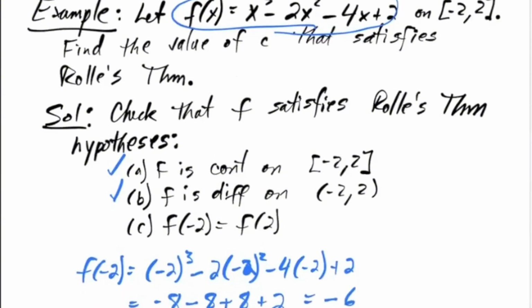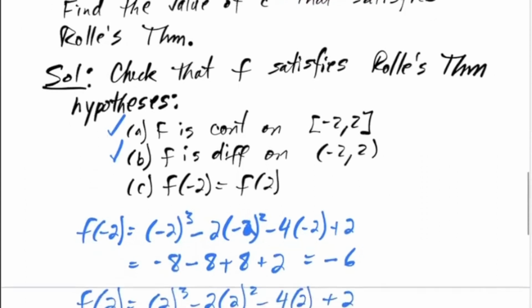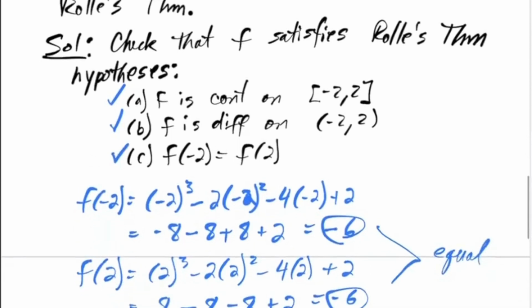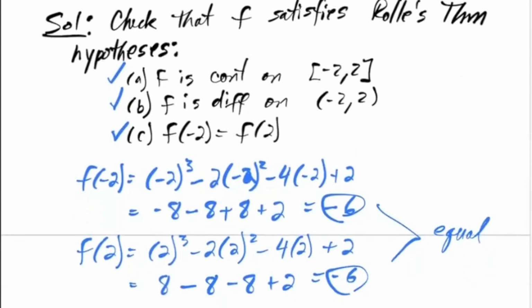And now let's look at f of 2. So I've got 2 cubed minus 2 times 2 squared minus 4 times 2 plus 2. So I've got 8 minus 2 times 4, which is -8, and then I have -8 plus 2, and that also equals -6. And these are equal. So the third condition of Rolle's theorem works. All right, so now find c.